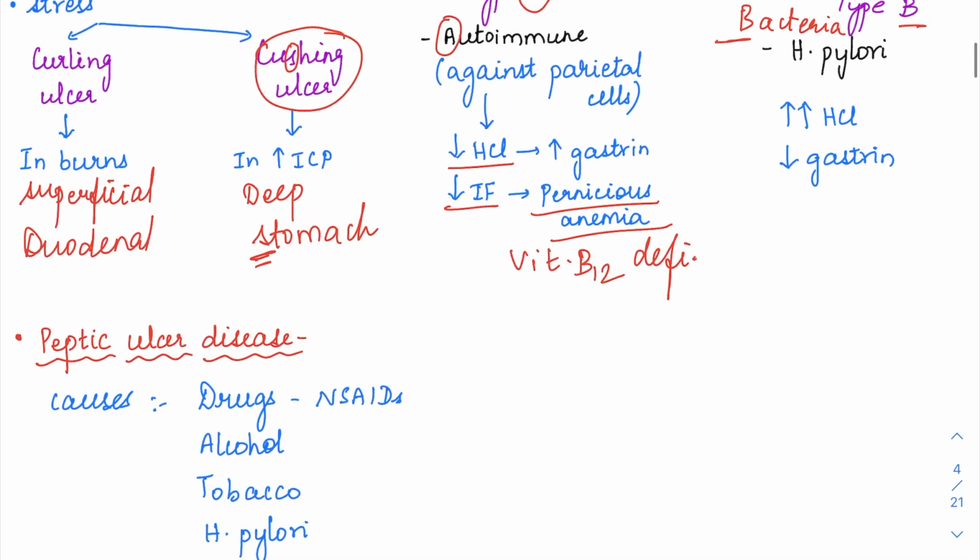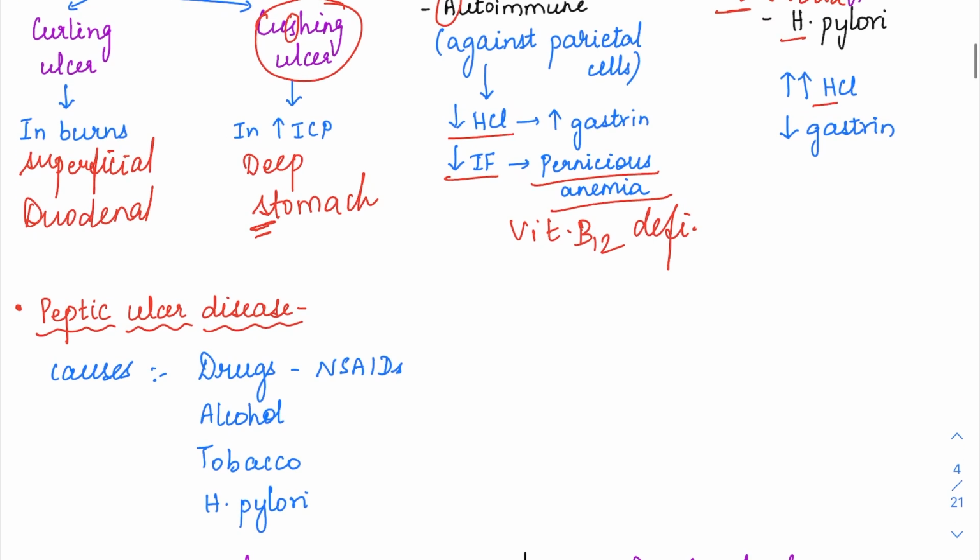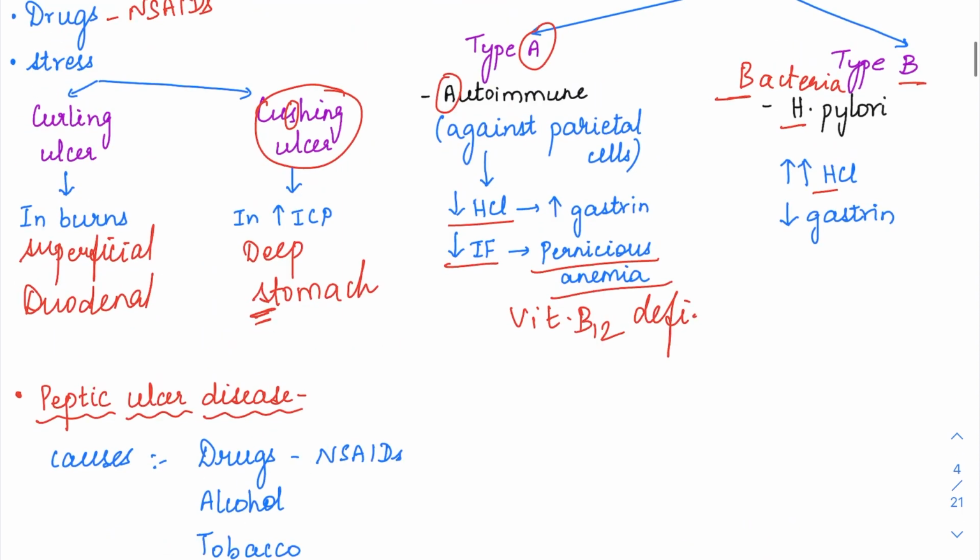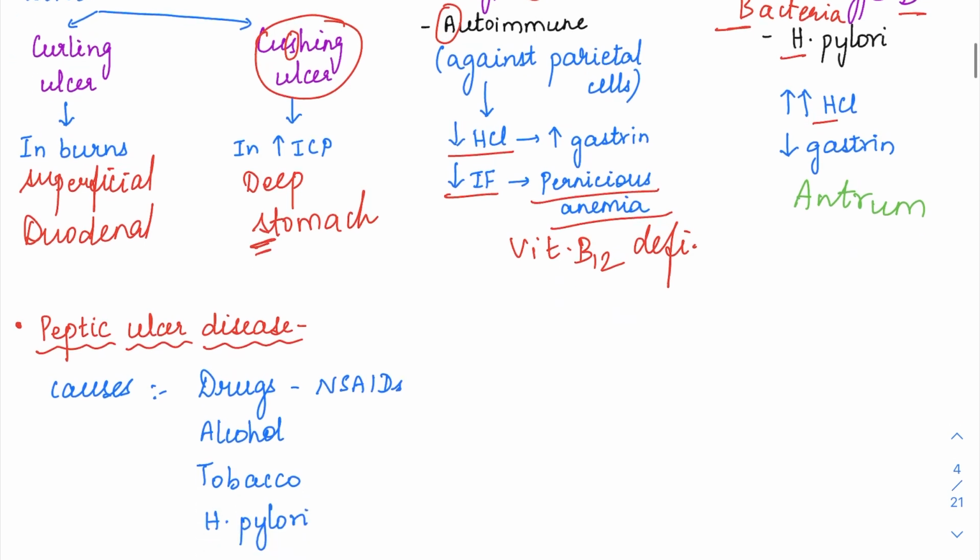H. pylori will actually produce increased amounts of HCl. So there will be reflex decreased gastrin. It is the exact opposite of the autoimmune condition. So remember H for H. HCl will be elevated in H. pylori infections. Also, the location of these gastritis based on the cause is different. H. pylori is always an antral location. So in the antrum, you can see this gastritis. Antral gastritis is caused by H. pylori, while autoimmune gastritis is more in the body and fundus of the stomach.